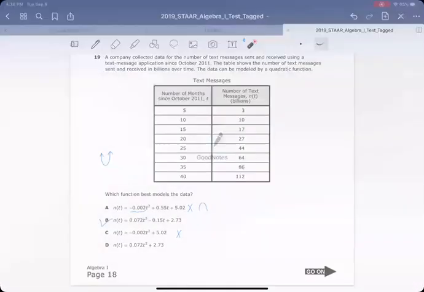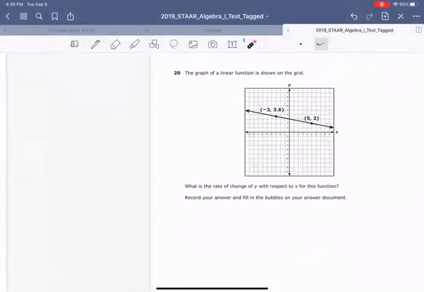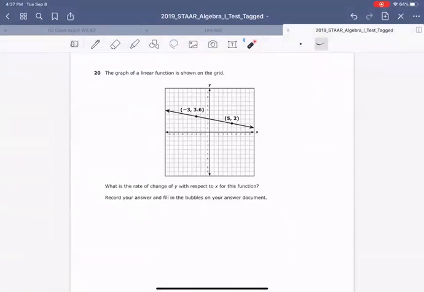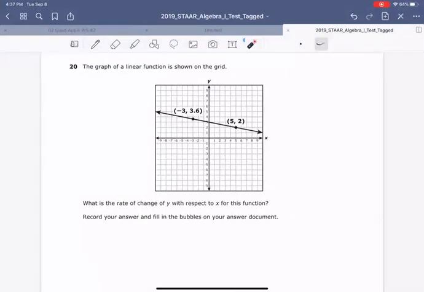Is this question okay now? Yeah, let's try this one. Go ahead. You can read the question and then we'll do it together.